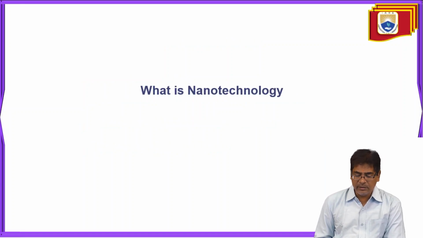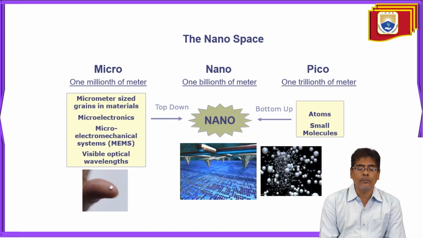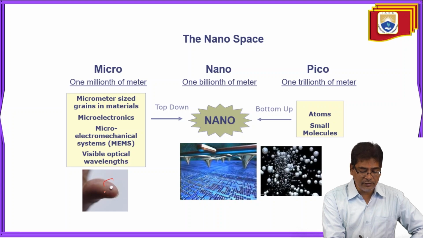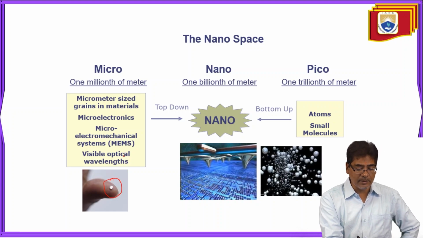So what is nanotechnology? We all know. Micro is one millionth of a meter, nano one billionth of a meter, pico one trillionth of a meter. Micrometer-sized grains in materials, microelectronics, microelectromechanical systems, MEMS devices, visible optical wavelengths. You can see the device. This is a MEMS device.